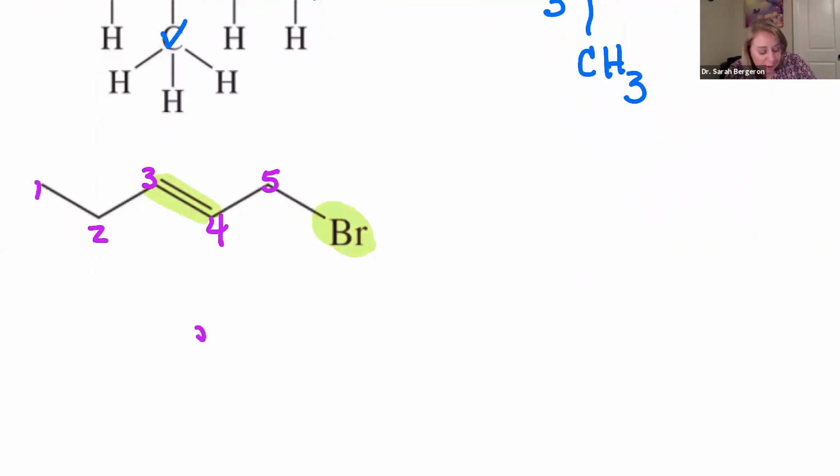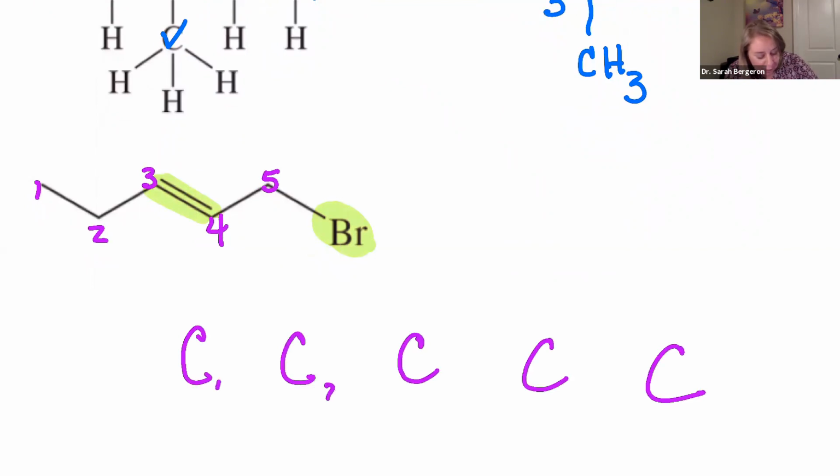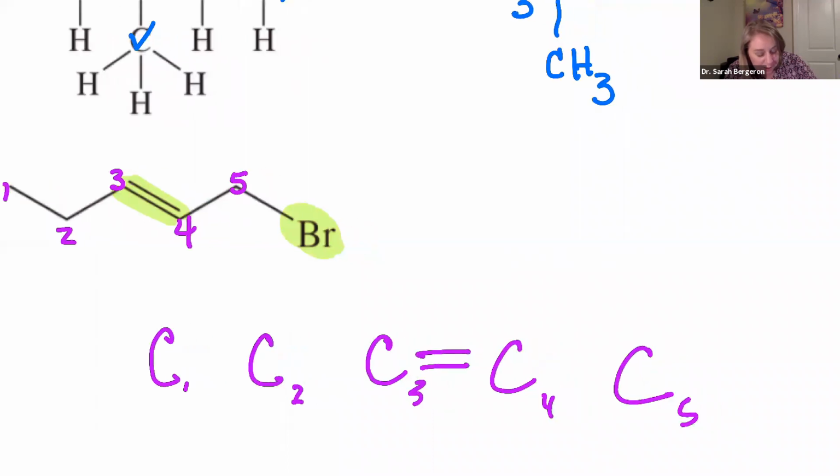I have 5 carbons, with a double bond between carbon 3 and 4, and on my last carbon, I have a bromine attached. But remember, we're doing the condensed structure, so we're not showing any bonds unless they're double bonds. We don't show single bonds.